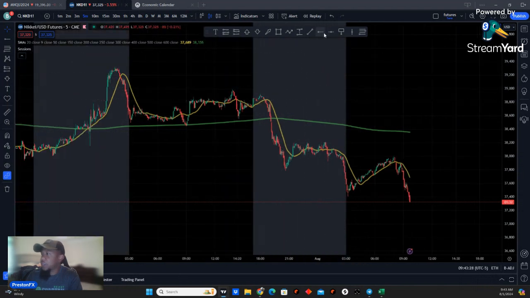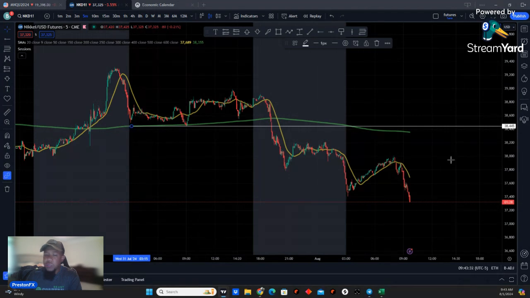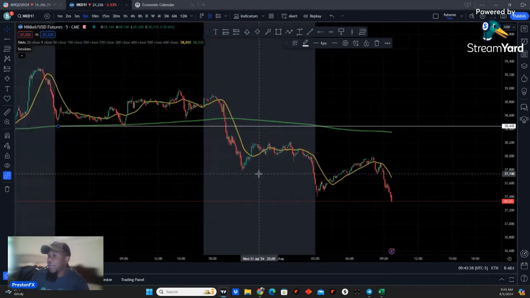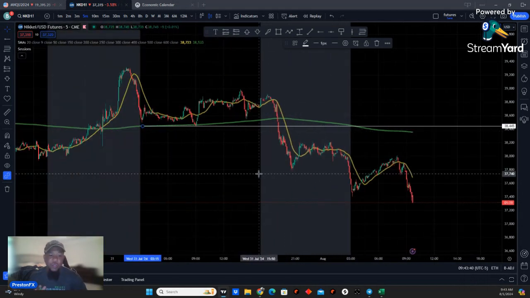Go off the New York session as well. That's the low of the New York session. As you can see, it broke below both of them right here. That gives me another confluence. Hopefully you guys get that picture. Hopefully I didn't confuse you at the end. I was just showing you some support and resistance.